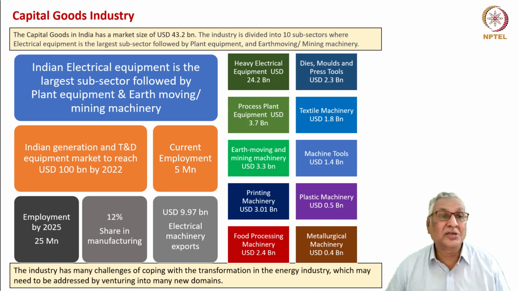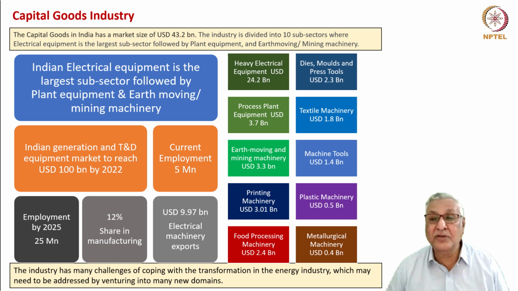Now let's look at the capital goods industry. It's a huge industry, a market size of 43 billion US dollars. It has 10 subsectors: heavy electrical equipment, dies, molds and press tools, process plant equipment, textile machinery, earth moving and mining machinery, machine tools, printing machinery, plastic machinery, food processing machinery, and metallurgical machinery. This illustrates the diversified skills India has in terms of capital goods design and production.